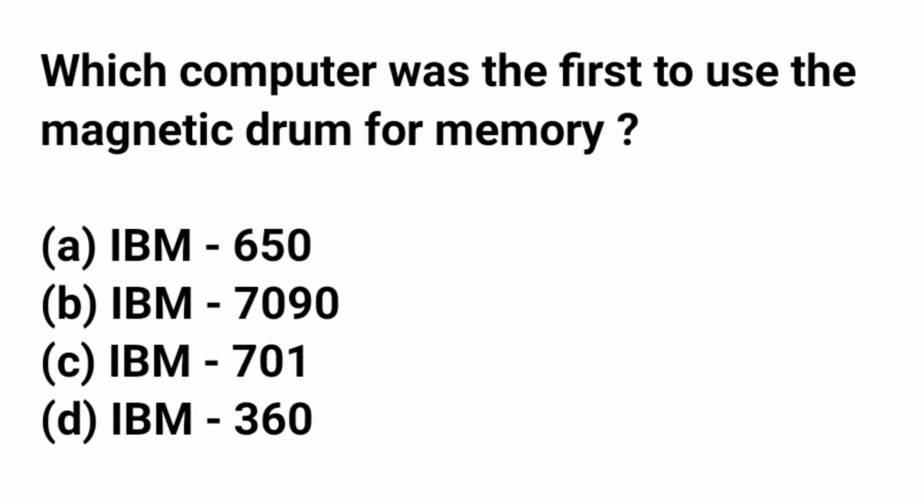Which computer was the first to use the magnetic drum for memory? A. IBM 650. B. IBM 7090. C. IBM 701. D. IBM 360. Correct answer is A. IBM 650.